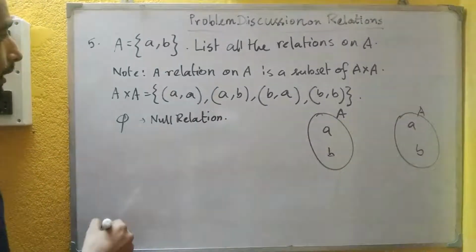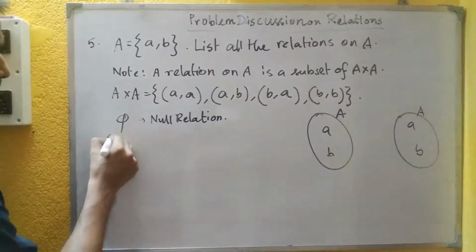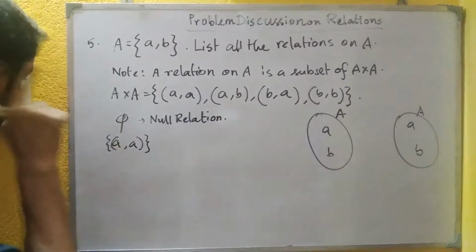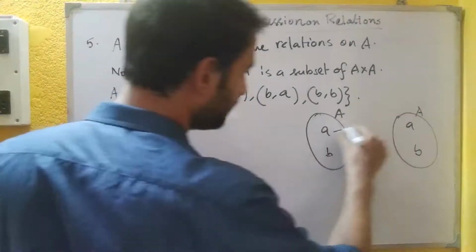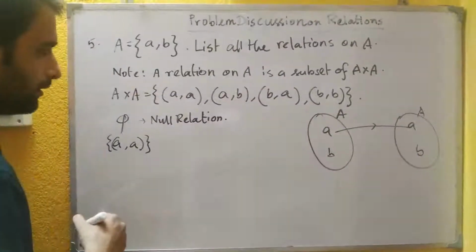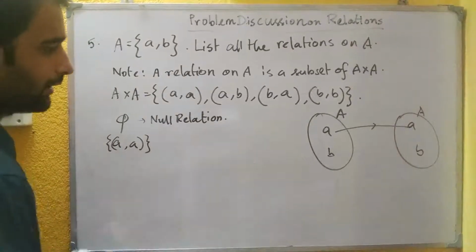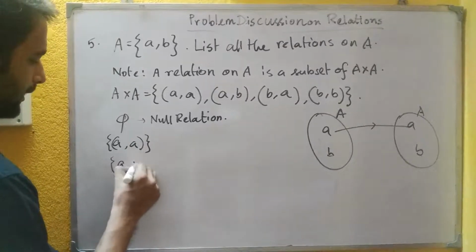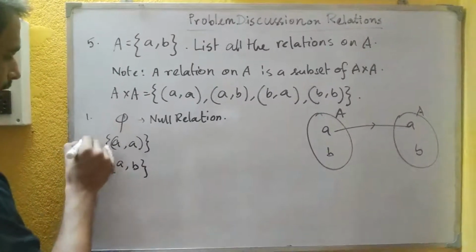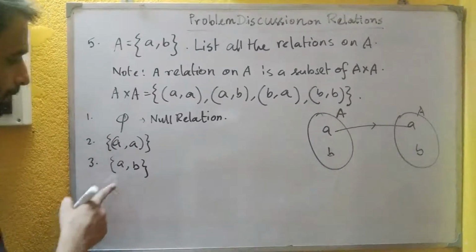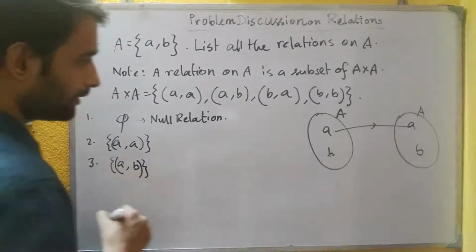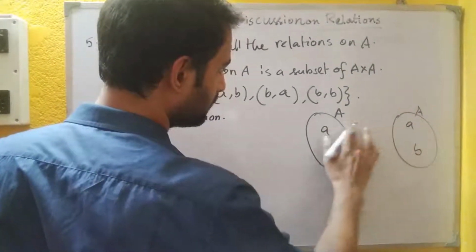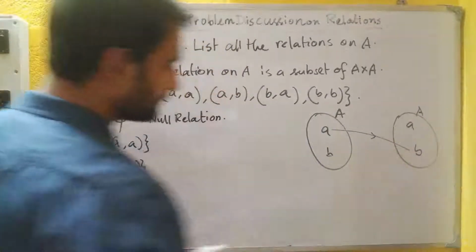No element is related. Next we take the singleton subset. That means only A will be related to A, and there will be no relation between B. Next, if you take AB, so this is the 1, this is 2, this is 3. If you take the ordered pair AB, that means A is related to B here.